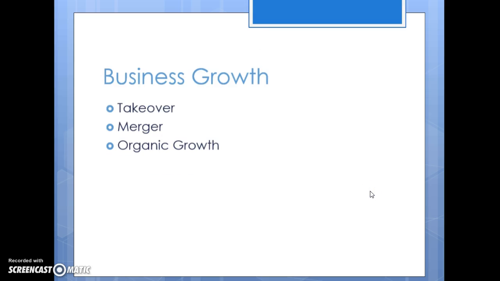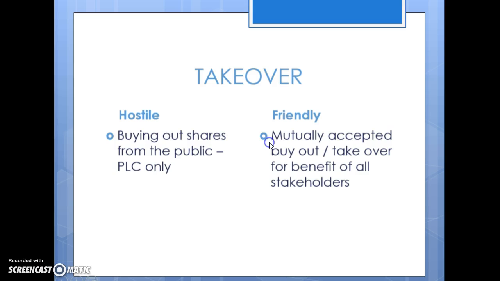So the ways in which we're looking at a business growing, specifically, we need to be aware of these three types. That's a takeover, merger, and organic growth. Now, with our takeover and our merger, these are the sort of things you do hear publicised quite often in the media. Organic growth is possibly something which happens slowly over a longer period of time in the background, but we'll quickly go through these.